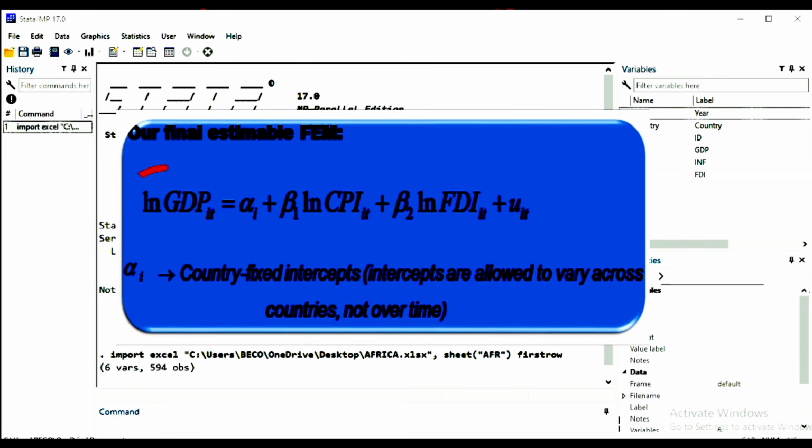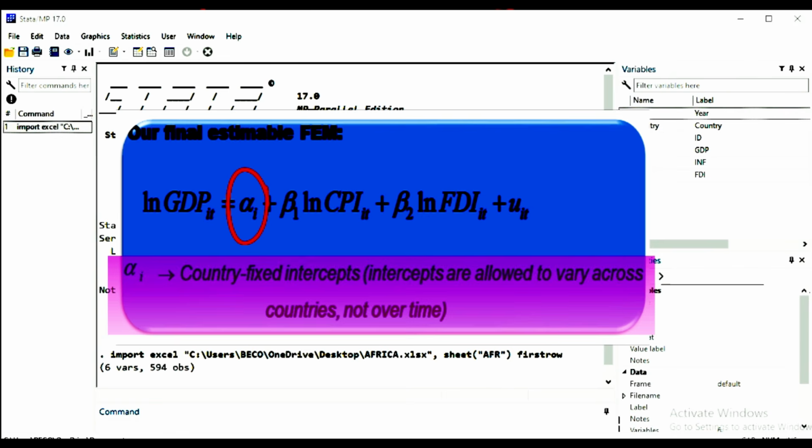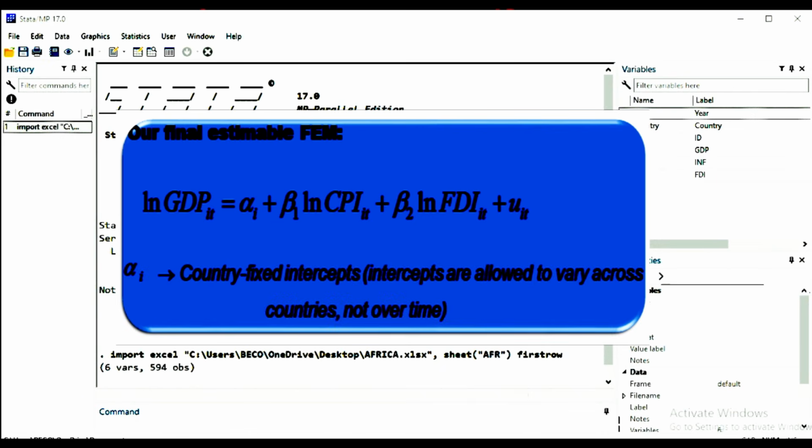That is, the natural logarithm of gross domestic product is equal to alpha i. Here, the intercept is allowed to vary across countries in an attempt to control for the country heterogeneity, plus beta 1, that is the common slope, times the natural logarithm of consumer price index, plus beta 2 times the natural logarithm of foreign direct investment, plus u_it. So this is the model to be estimated using the actual data set.